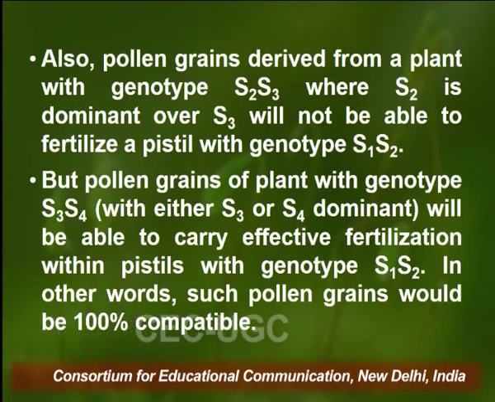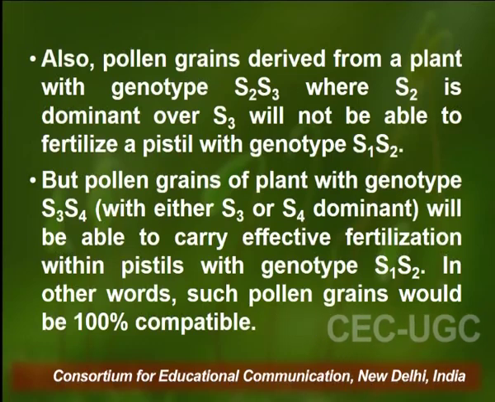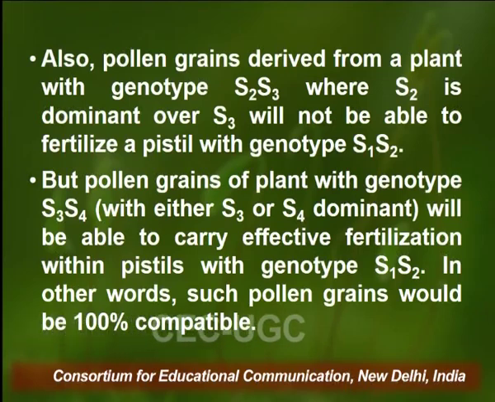The pollen grains derived from a plant with genotype S2, S3, where S2 is dominant over S3, will not be able to fertilize a pistil with the genotype S1, S2, because S2 is present in the pistil. But if the pollen grains are of the genotype S3, S4, with either S3 or S4 dominant, they will be able to carry out effective fertilization in pistils with genotype S1, S2. In other words, such pollen grains will be 100% compatible. This is because either S3 or S4 will be dominant, and none of these alleles is present in the pistil. The pistil is carrying S1 and S2.